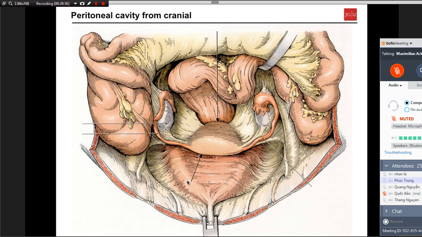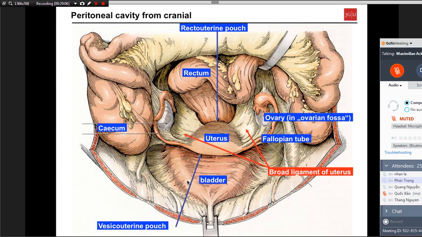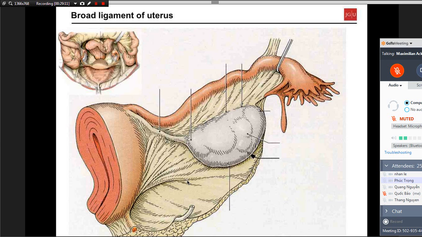Yeah, how it looks in female, this is your view from the parietal cavity from cranially. You have the bladder, the uterus, and the rectum. And next to each other, you have the fallopian tube and the ovary and the ovarian fossa. And next to that, you have the cecum. And there are some pouches there. It's the so-called vesicouterine pouch. And this is the so-called rectouterine pouch. Next to the uterus itself, you find the broad ligaments of the uterus. And this is forming then the uterus itself.